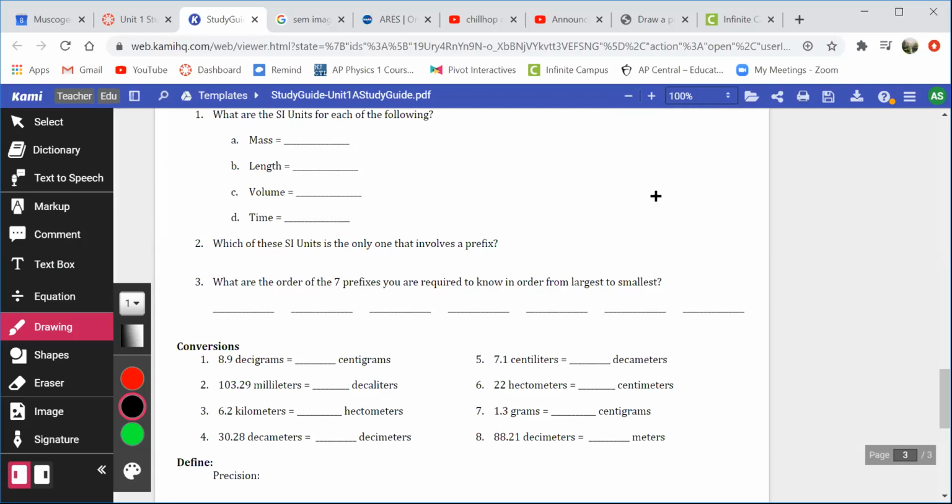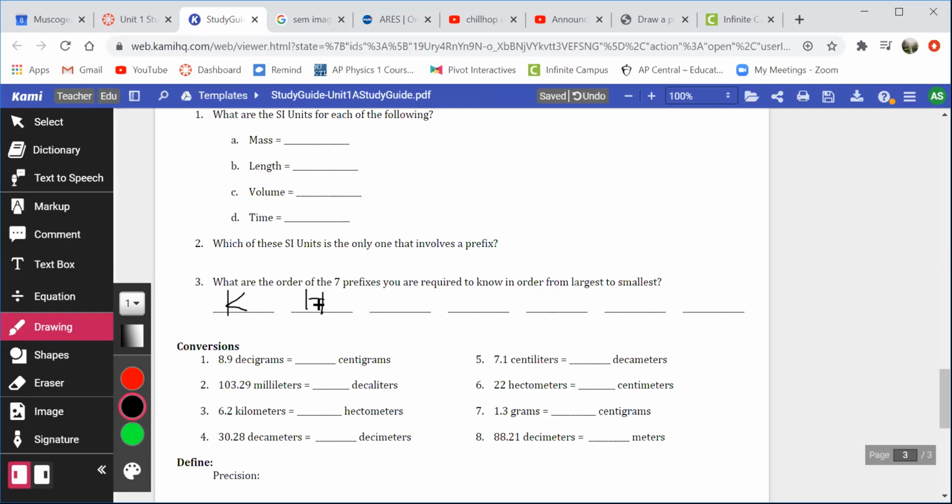All right, so let's look at number 3. What are the order of the 7 prefixes you are required to know in order from largest to smallest? So we're going to start over here and end over there. So what's our largest? I'm just going to write the letter. Deca? The very largest. Kilo. All right, so this one's going to be kilo. So we've got kilo here for 1,000. What comes after kilo? Hecto. Hecto means 100.